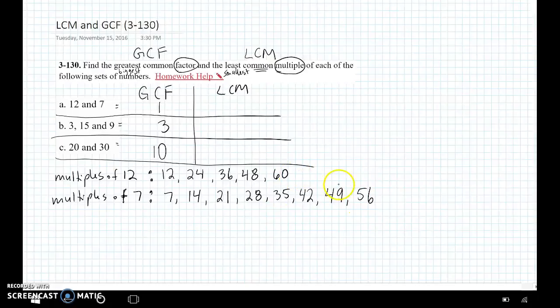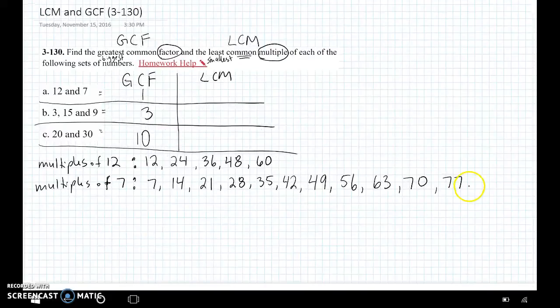Still none in common. I'm catching up to the 60. I want to see if they have 60 in common. I don't think they do. So that was 8. 7 times 9 is 63. Nope. 7 times 10 is 70. 7 times 11 is 77. And then 7 times 12 is 84.